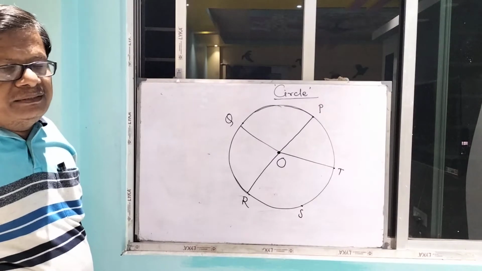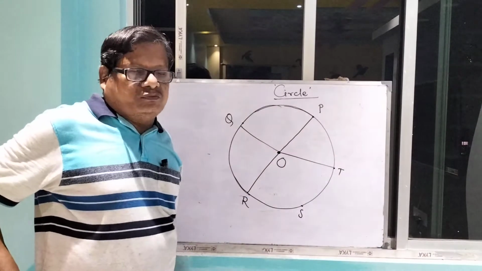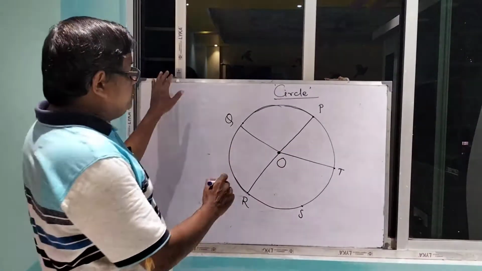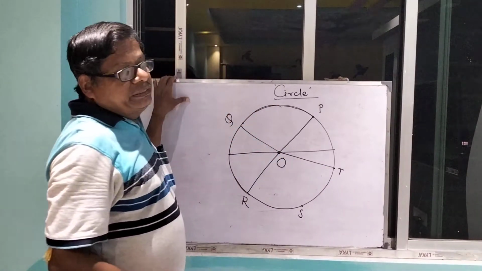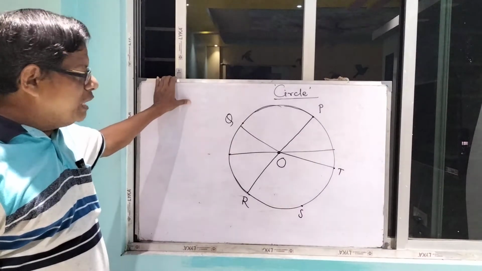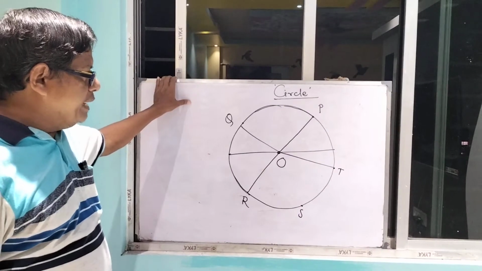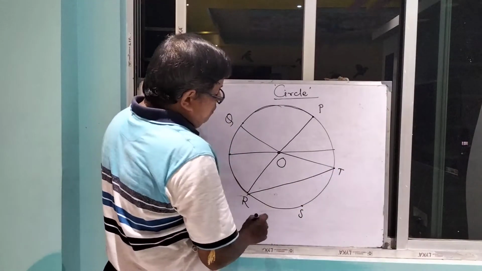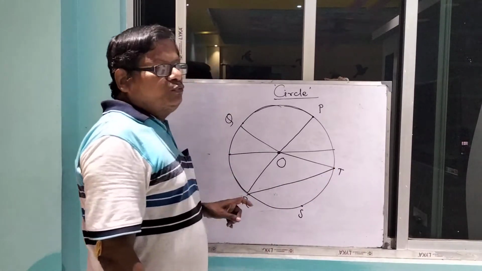And the line that is the greatest chord, which passes through the center, the straight line, is known as its diameter. So diameter equals 2 into radius. This you already know. And if you join here, this is the chord. RT is the chord. Everything you know very well.